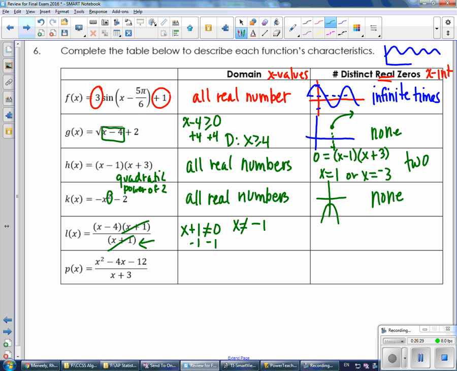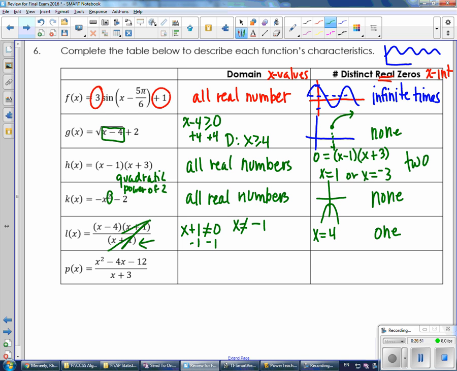And when I'm talking about the number of distinct zeros, or the number of x-intercepts, since this quantity canceled, I'm just left with x minus 4 on top. Since that's a factor, it's going to correspond to a root of x equals 4. So that tells me that there is one real root for that function.